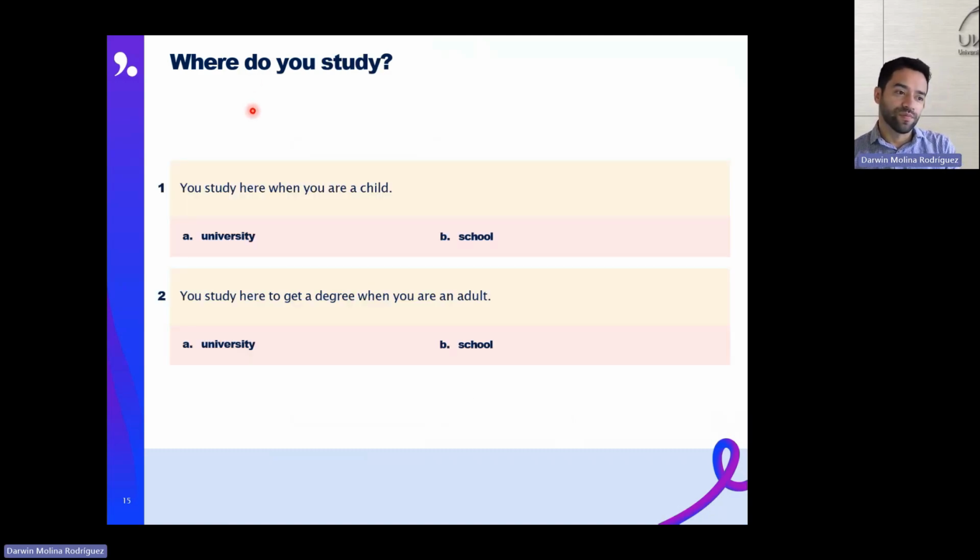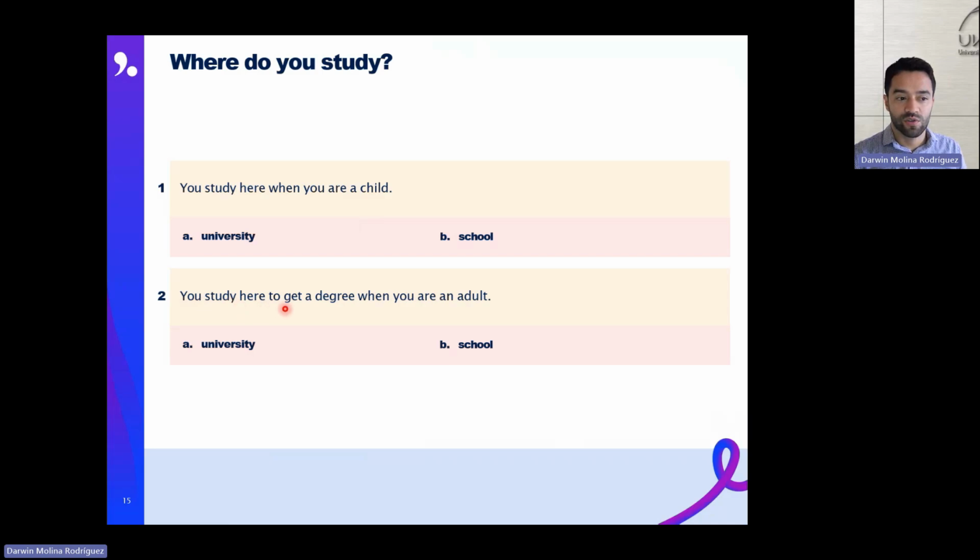Where do you study? You study here when you are a child. All right, miremos esa pista. Dice, you study here when you are a child. Estudias aquí cuando eres un niño, child. University or school. So school, when you are a child, you study at the school.